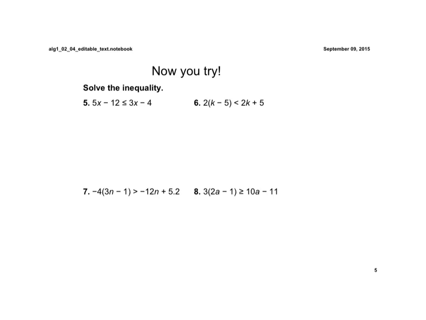I'd like you to try these now, and I'll reveal the answers here very shortly. All right, number 5 is just a basic, change sides, change signs. We get x is less than or equal to 4.